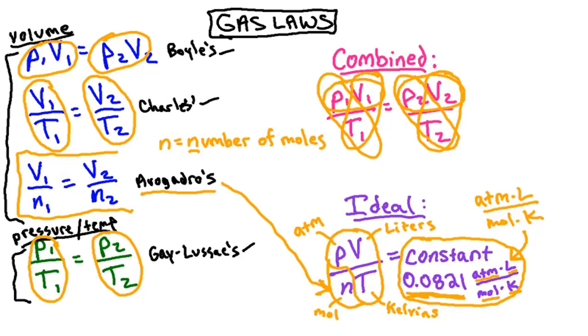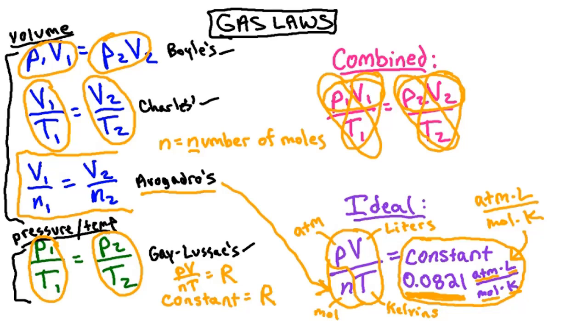And that's 0.0821. And yes, you do have to memorize this for your chemistry classes. Most teachers make you memorize it. So I would count on just having to memorize this 0.0821. So we're going to call this constant R. So the constant is going to have the letter capital R stand for it. So that makes this P times V over n times T equals R.